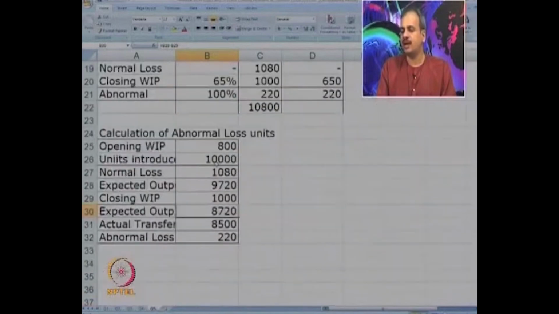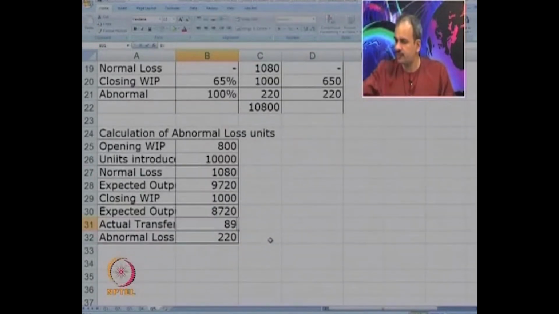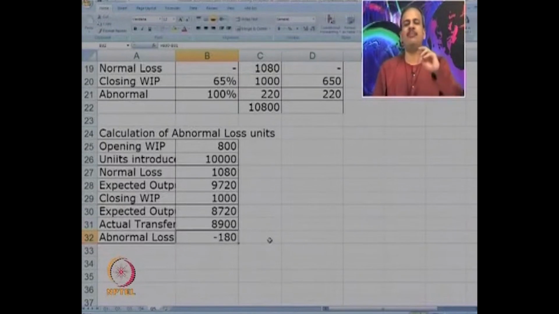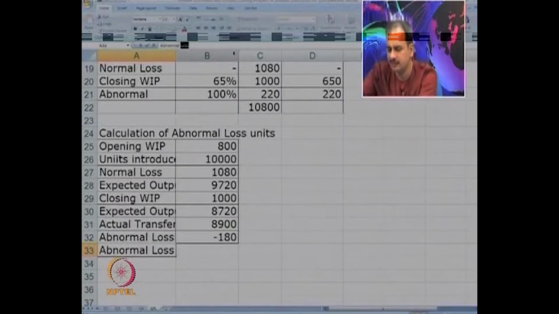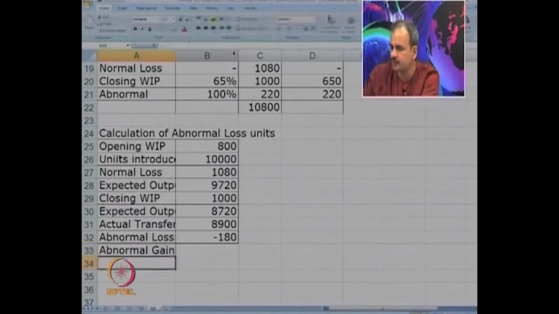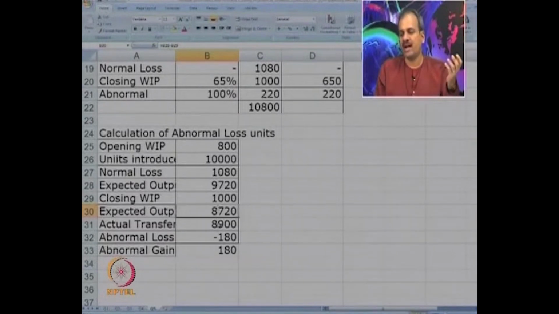8900. I am sorry, here there is a small mistake. 8900 units have been transferred. So I get abnormal loss as minus 180. In other words, there is no abnormal loss. Really speaking, there is an abnormal gain. Whereas I expect the output of 8720, I have got output of 8900. So in other words, there is an abnormal gain of 180.